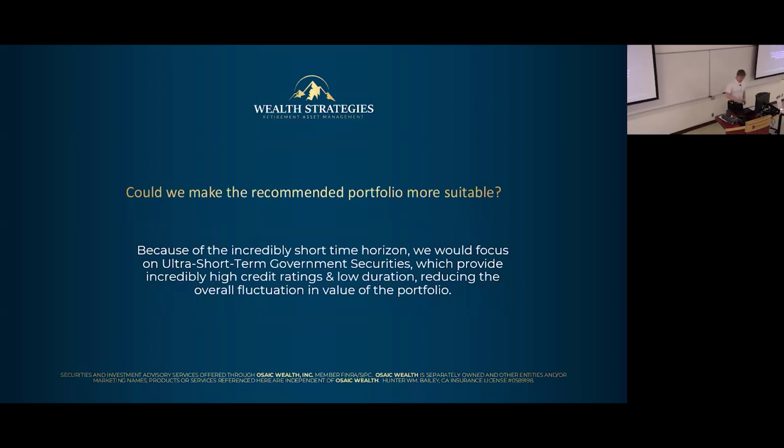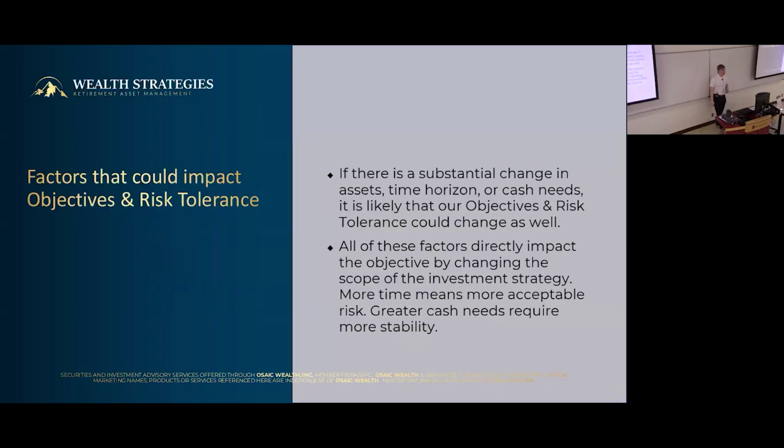So, a couple factors that could impact objectives and risk tolerance. If there's substantial change in assets, time horizon, or cash needs, it is likely that our objectives and risk tolerance could change as well. So really all that I'm saying here is just when stuff happens, consider it in the totality of the plan. It's really important to see everything in the big picture and how it all fits in.